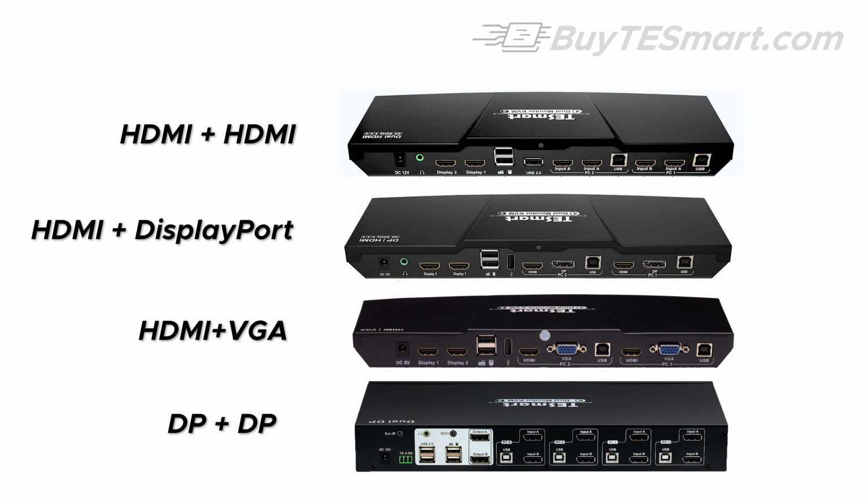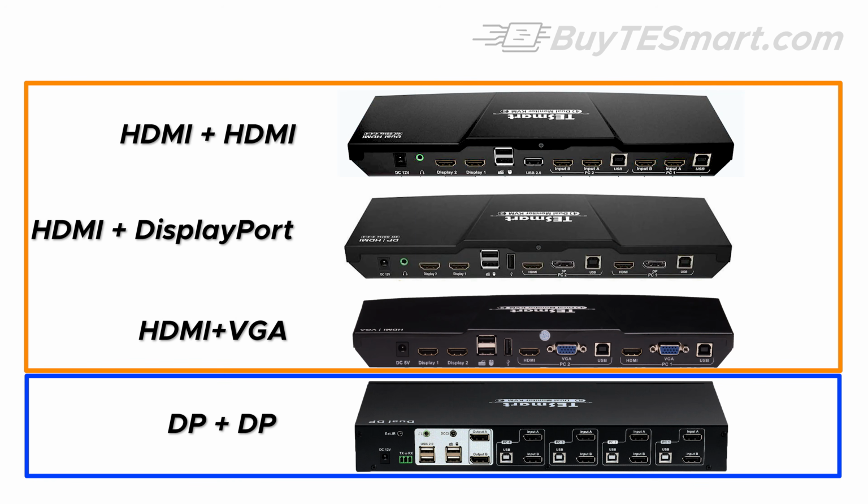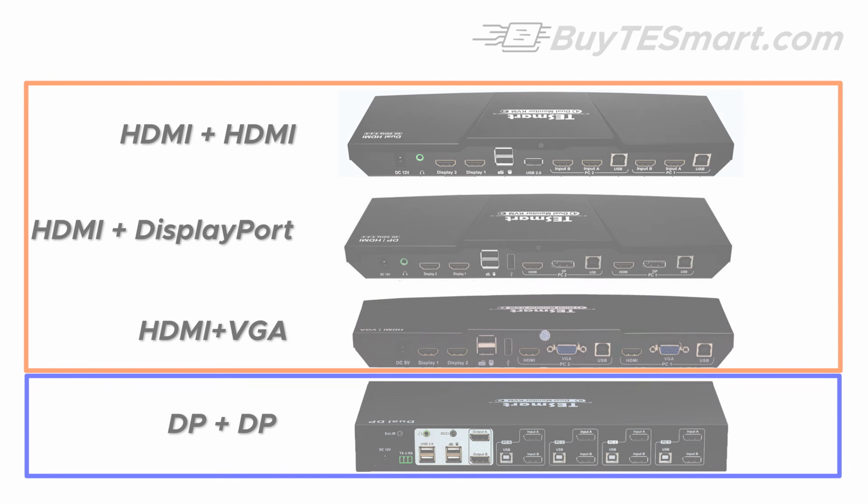Currently, T-Smart offers 4 different dual monitor models. All models operate the same. The difference between them is the type of inputs and outputs that they have. Here's an easy graphic pointing out each model and its inputs and outputs. As you can see, 3 of the 4 are made for HDMI monitors and 1 is made for DisplayPort monitors. The HDK and HKS models on the top are the most popular of this series.